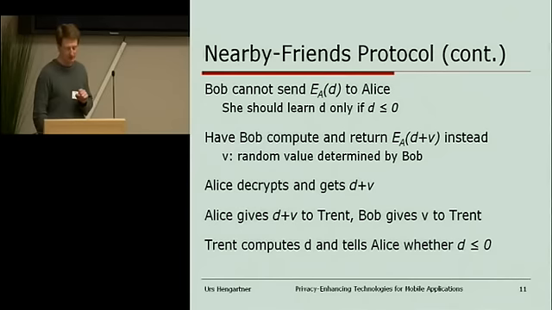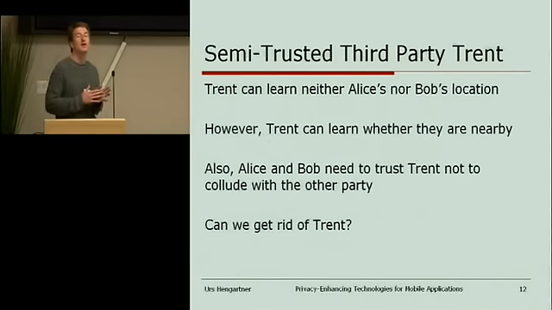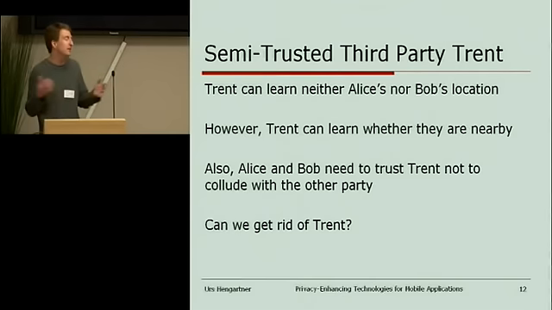So this works. The problem is we have what we call this semi-trusted third party, Trent. We have to rely on Trent to behave properly, right? Not to cheat, not to be malicious, not to tell Alice that Bob is not nearby, even though Bob is found to be nearby. Also, in this protocol, while Trent cannot learn Alice and Bob's location, he can still learn whether they are nearby. And maybe this could reveal sensitive information, like if Alice and Bob happen to be nearby a lot, maybe they are more than just friends, right? So this can be sensitive.